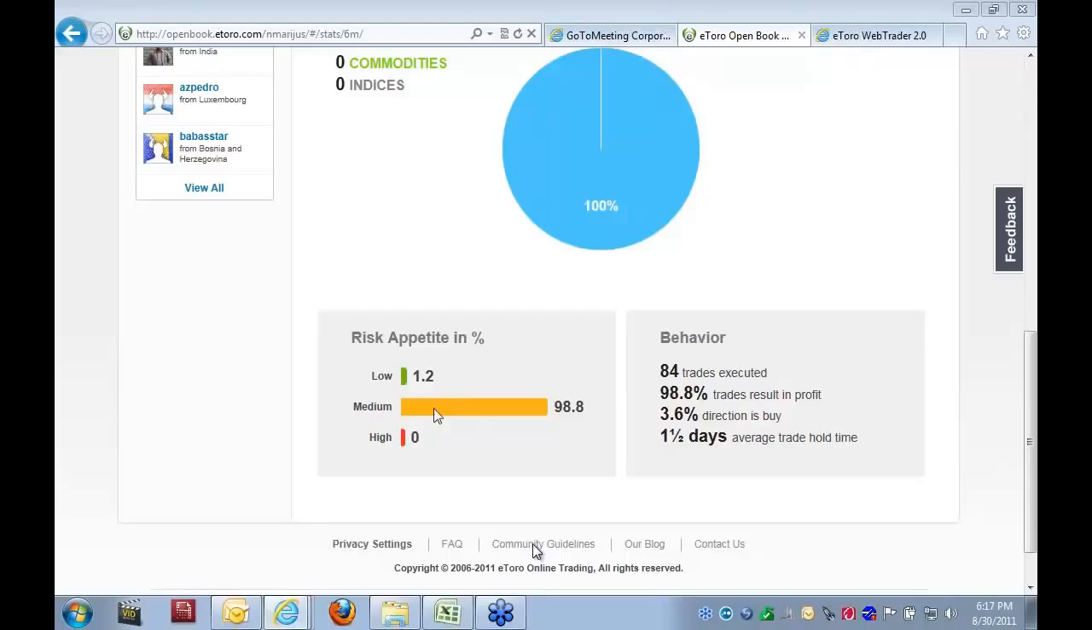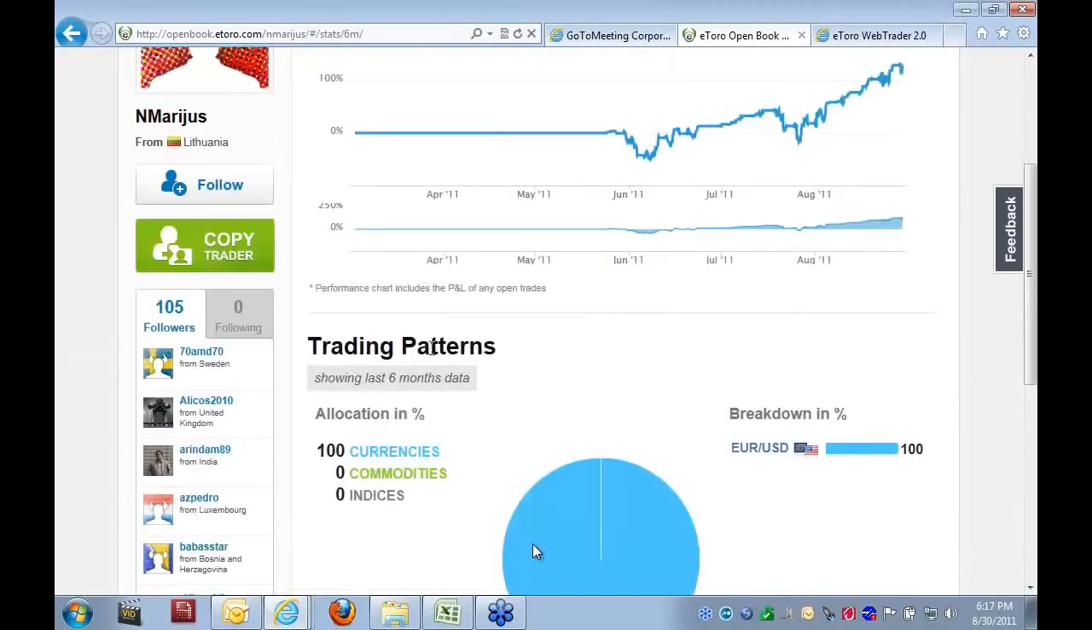It's medium risk appetite. This guy likes to hold his trades. He's what we call not a long-term trader. He's a short-term trader, but not an extremely short-term trader. He does hold his trades for 1.5 days. Okay, that's overall what we can see about him.